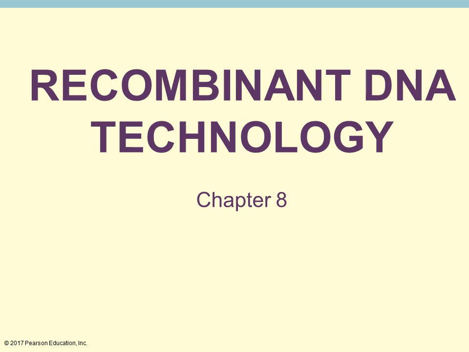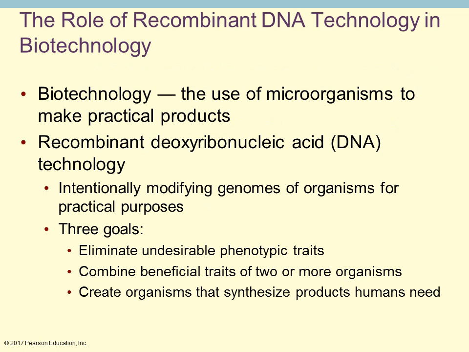Chapter 8 deals with recombinant DNA technology. So we're going to start looking at how we apply some of these concepts that we have learned. Biotechnology is using microorganisms to make some type of a product that we want. Recombinant DNA technology, DNA is deoxyribonucleic acid, remember. This is intentionally modifying the DNA, maybe adding a particular gene to have organisms make something for us.